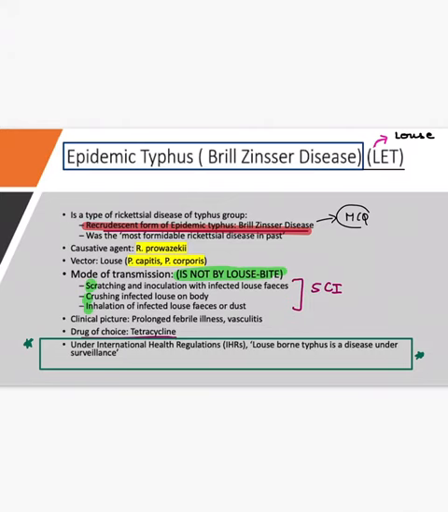Causative agent already done: Rickettsia prowazekii. Vector already done: lice. Mode of transmission is basically by scratching and inoculation, not by the lice bite. And drug of choice, again, it belongs to the typhus group. Typhus is tetracycline, and spotted you can remember is doxycycline. So this was the same thing that we saw.